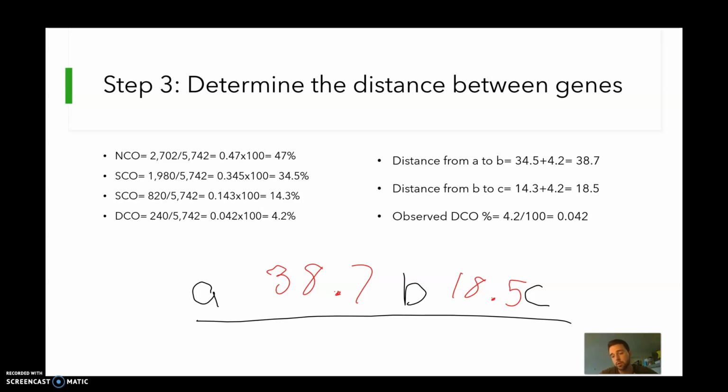And the main numbers we're looking at in this particular example to move on are the last three percentages. Pretty much everything other than the non-crossover group. So in order to find the distance between A and B, we are going to add that 34.5% to our double crossover group, and we're going to get 38.7. Again, to find the distance between B and C, we are going to take that 14.3% and add 4.2 to get 18.5. Using that 4.2, again, we're going to find our observed double crossover percentage of 4.2 divided by 100 to give us 0.042, which again gives us our observed DCO percentage.